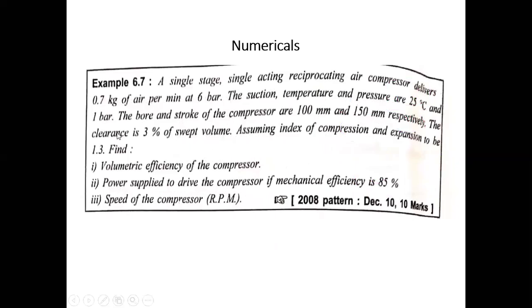So this is a numerical on a single stage, single acting reciprocating compressor. If it is a double acting reciprocating compressor, the numerical answer will be somewhat different. The basic difference is that in a single acting reciprocating compressor, in a single revolution of the crank there is only one discharge, and in a double acting reciprocating compressor, in one revolution of the crank there is twice the discharge of air through the compressor.